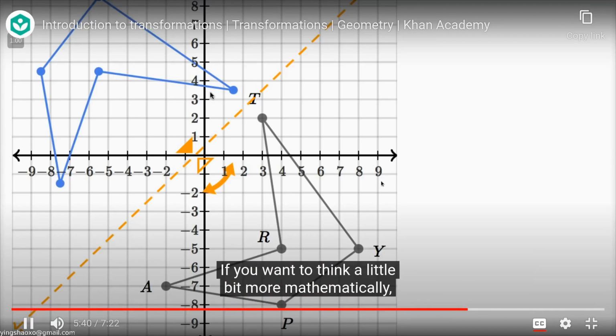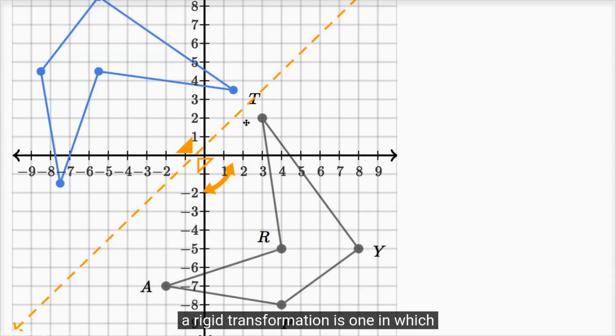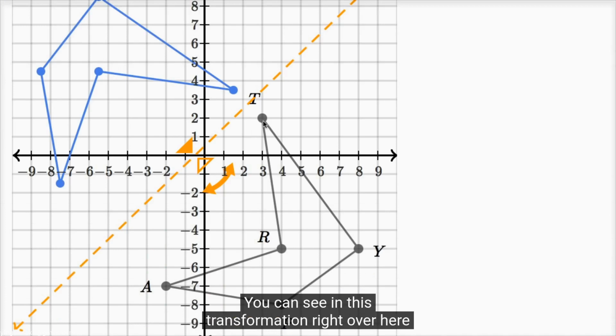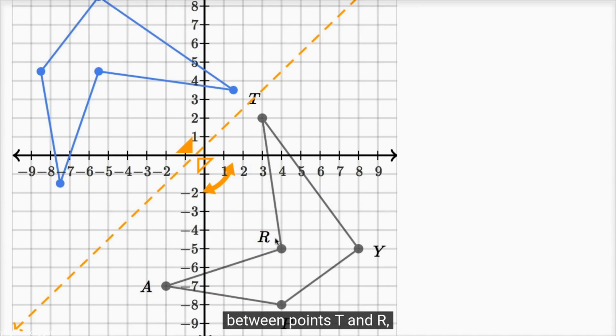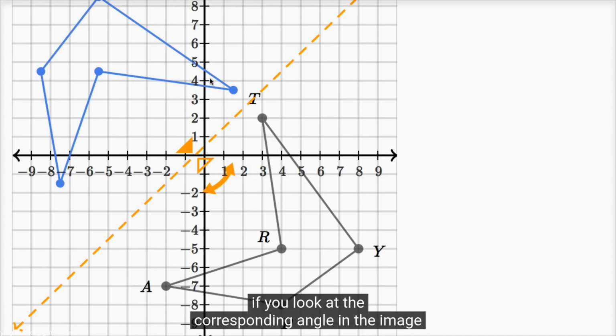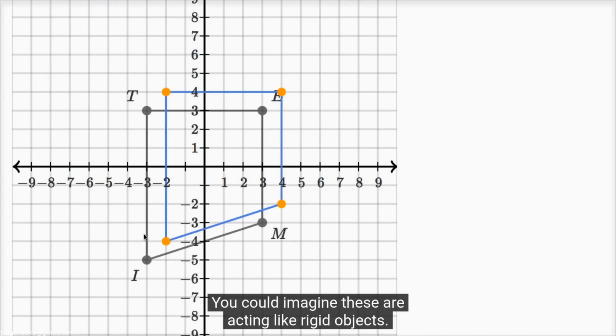If you want to think a little bit more mathematically, a rigid transformation is one in which lengths and angles are preserved. You can see in this transformation right over here, the distance between points T and R, and the distance between their corresponding image points, that distance is the same. The angle here, angle RTY, if you look at the corresponding angle in the image, it's going to be the same angle. And the same thing is true if you're doing a translation. You can imagine these are acting like rigid objects. You can't stretch them. They're not flexible.